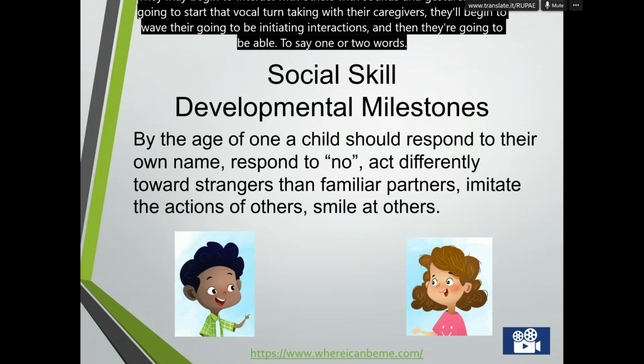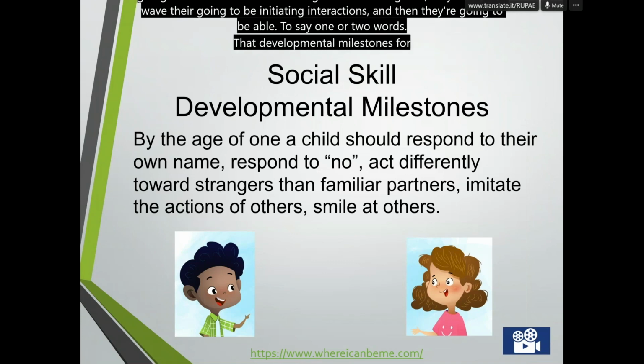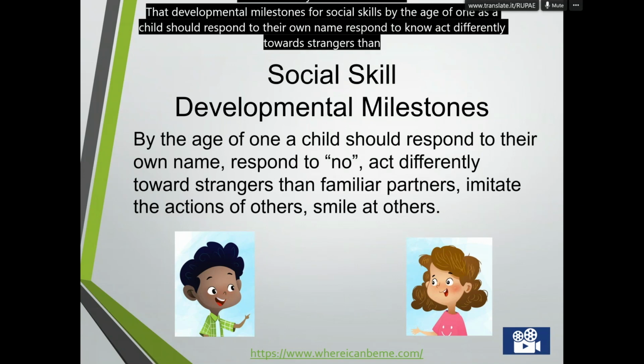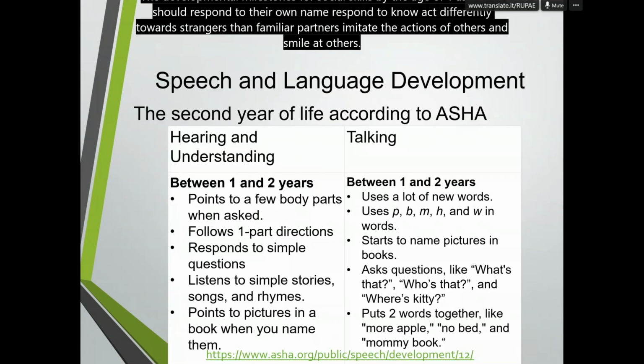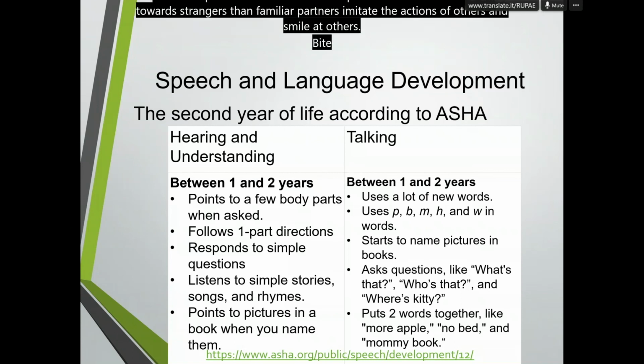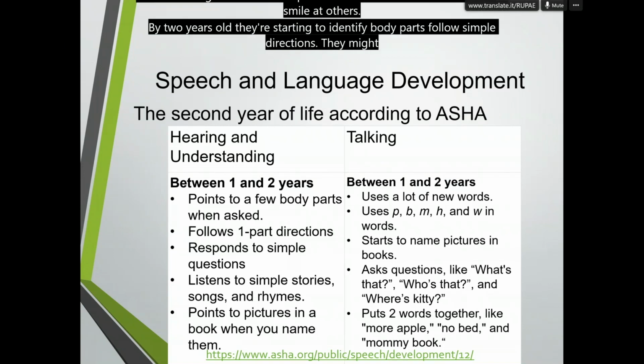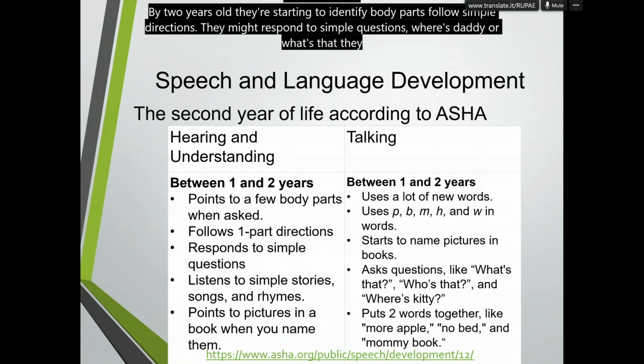The developmental milestones for social skills: by the age of 1, a child should respond to their own name, respond to no, act differently towards strangers than familiar partners, imitate the actions of others, and smile at others. By 2 years old, they're starting to identify body parts, follow simple directions. They might respond to simple questions like, "Where's Daddy?" or "What's that?" They will engage in book reading.